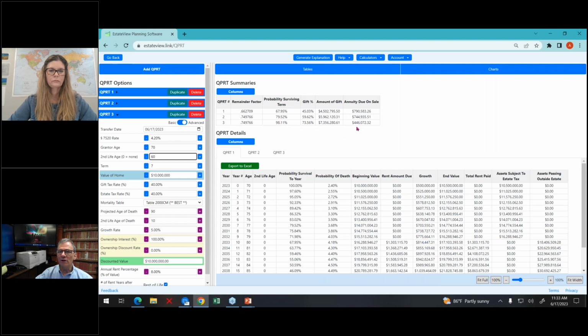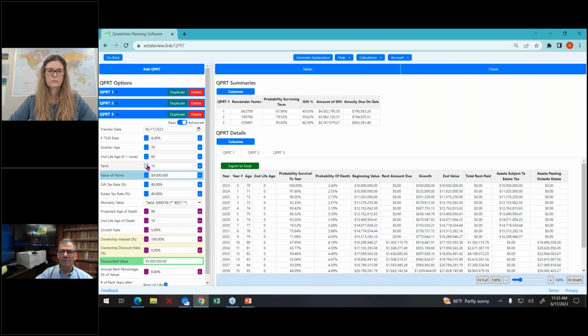And the annuity on sale, if they sell it, is a little bit less. The amount of the gift is more. But a lot of planners would ask, how long of a Cupert would you go? Well, I like to go to an 80% chance of it succeeding.